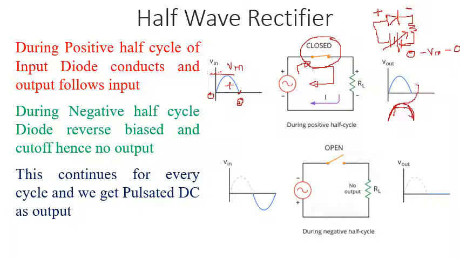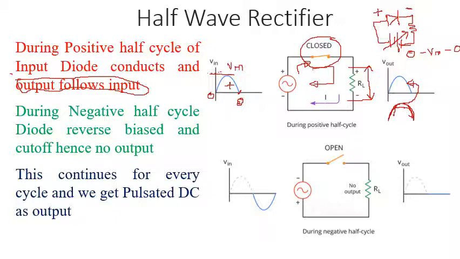The same will appear at the load terminals. Whether it is the current waveform or the voltage, whatever you are going to measure, it will follow whatever is inputted. The same input will be outputted. That means the diode conducts and the output follows the input. Whatever is inputted will be outputted.